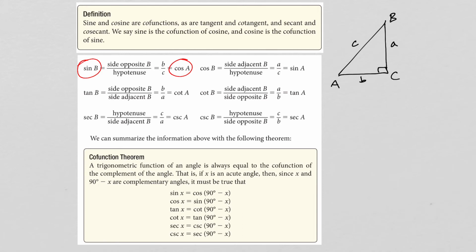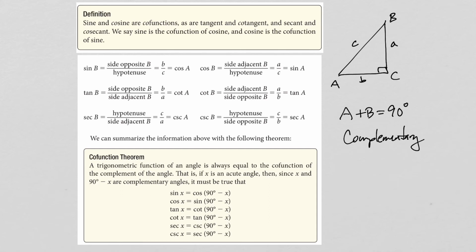And we can actually do this for all of the cofunctions. Tangent of B is the same as cotangent of A. Secant of B is the same as cosecant of A. And then we can switch the A and B around to get the other relationships. Now, what's so special about A and B? Well, in a right triangle, we know that A plus B is always 90 degrees. That means they're complementary.